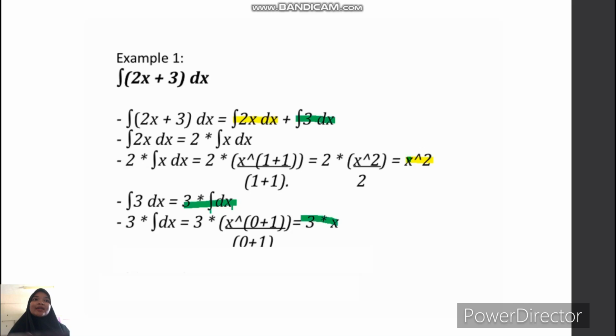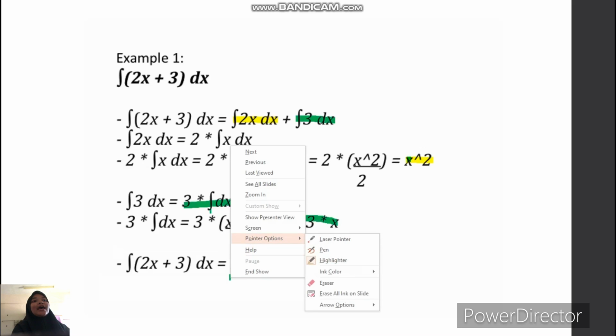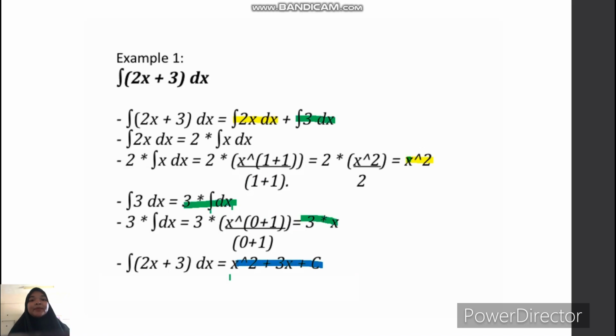After we get the answer for both terms, we can combine them to make the new expression. It will be x power of 2 plus 3x plus C, and that is the answer for example number 1.